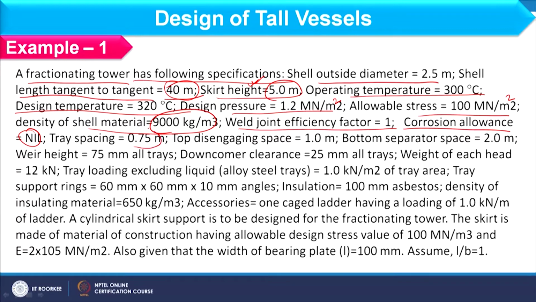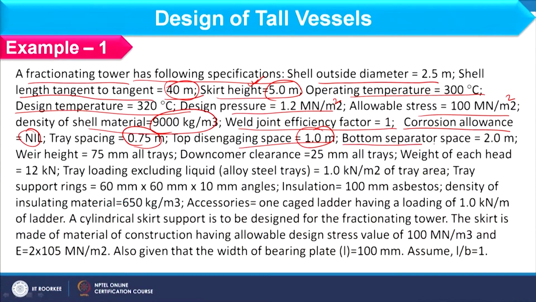Tray spacing 0.75 meter. Okay. Top disengaging space, that is 1 meter. Now, what is this top disengaging space? When I consider the distillation column, when vapor exits the first tray from the top, right, it contains some liquid droplets with it. Okay. So, some space is required for vapor liquid disengagement. So, that we consider as top disengaging space, which is given as 1 meter in this problem, right.